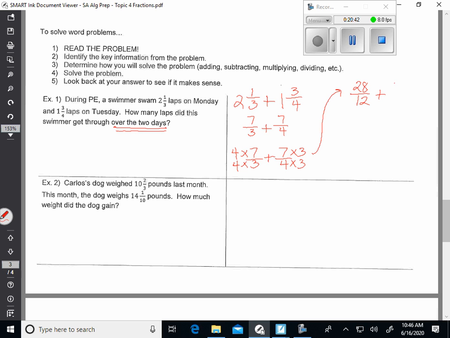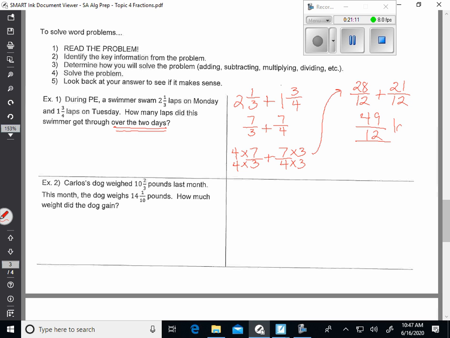Plus 7 times 3 is 21, and 4 times 3 is 12. So now if you notice, the denominators are now the same because we forced them to be the same. So now we can go ahead and solve the problem. 28 plus 21 is 49. 49 over 12. There's nothing that divides into 49 and 12 evenly, so you can leave this as the answer.